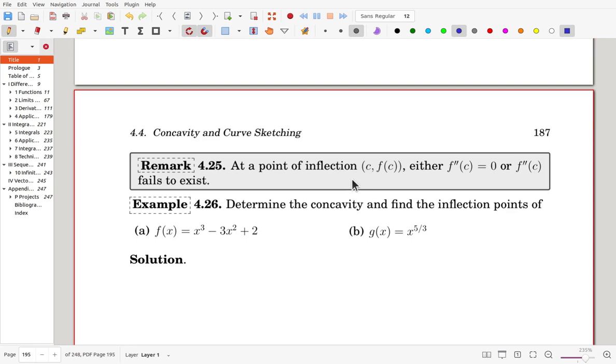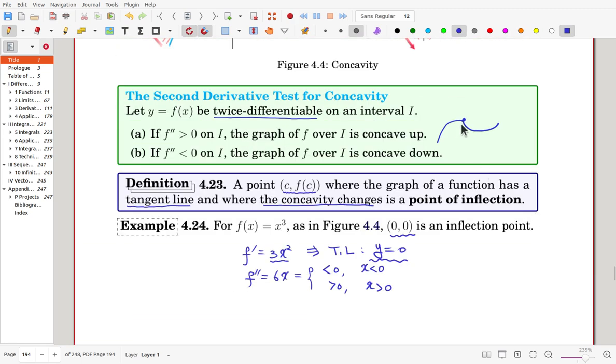Now we have a remark here. At a point of inflection, once it's differentiable and the second derivative exists, then the second derivative must be 0, or the second derivative may not exist. We'll see that. This f double prime of c failing to exist, you should not confuse with that case. Here, at the point, the first derivative doesn't exist.